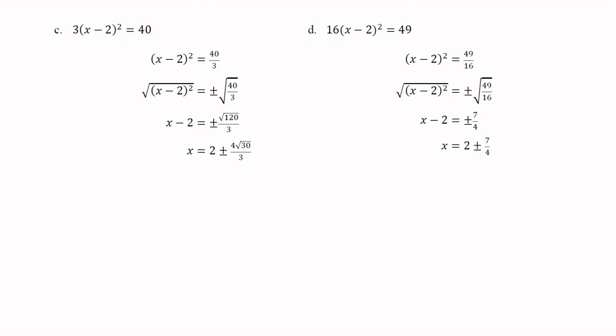But don't leave it like this, because 2 and 7/4 are just numbers. You can easily add and subtract them by making 2 the number 8 over 4 and getting 1/4 and 15/4 as your answers.